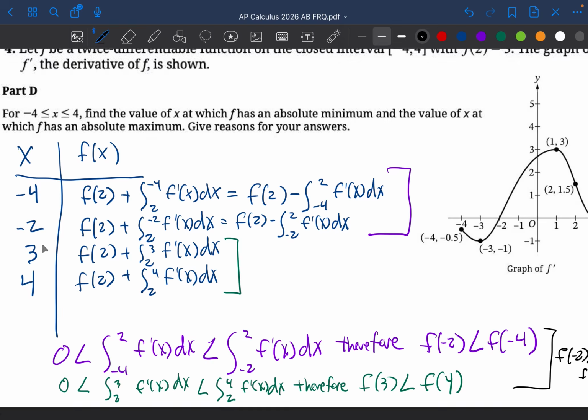So therefore, where's our absolute maximum? Well, we said f of 4, and so x equals 4 is our absolute maximum. That's the absolute max. And x equals -2 is the absolute minimum.